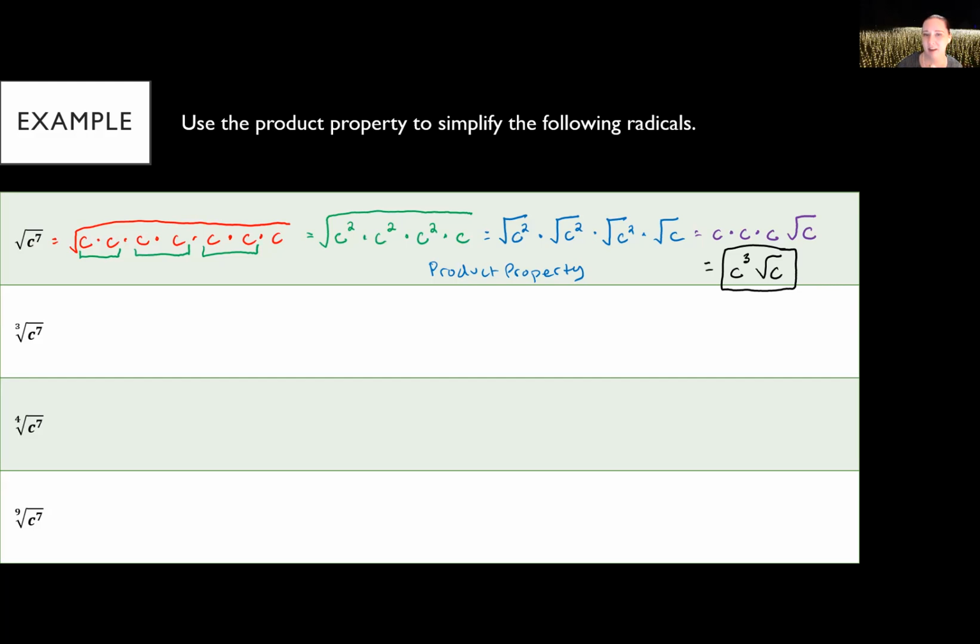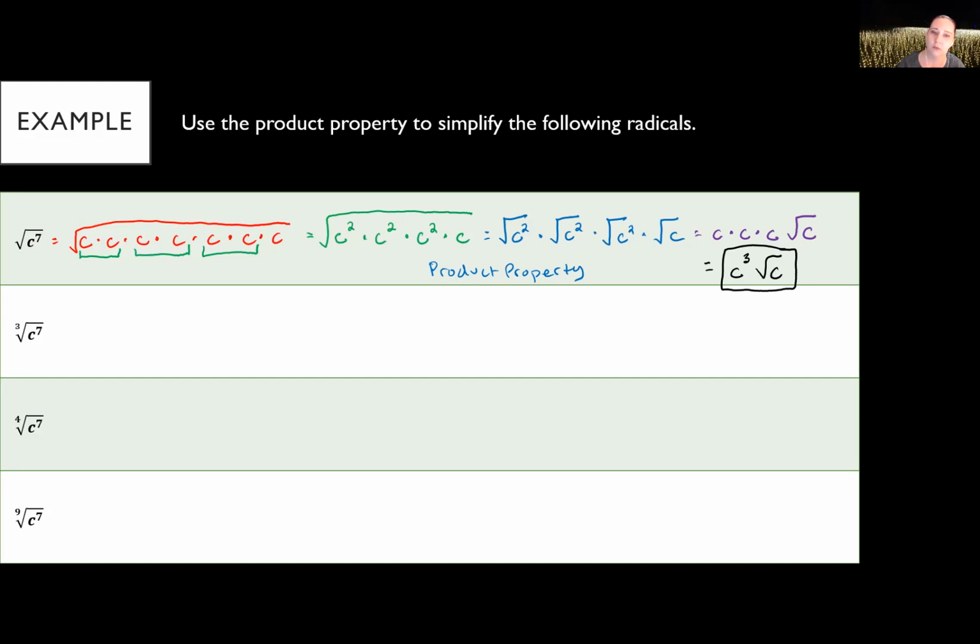So instead, we do some smart thinking about how to divide up our exponents in such a way that we can divide by that index. So I will demonstrate this with the cube root of c to the 7th. Our index is 3. So we want to rewrite this so that we can take our exponent and divide it by 3 because that is the index on the outside.